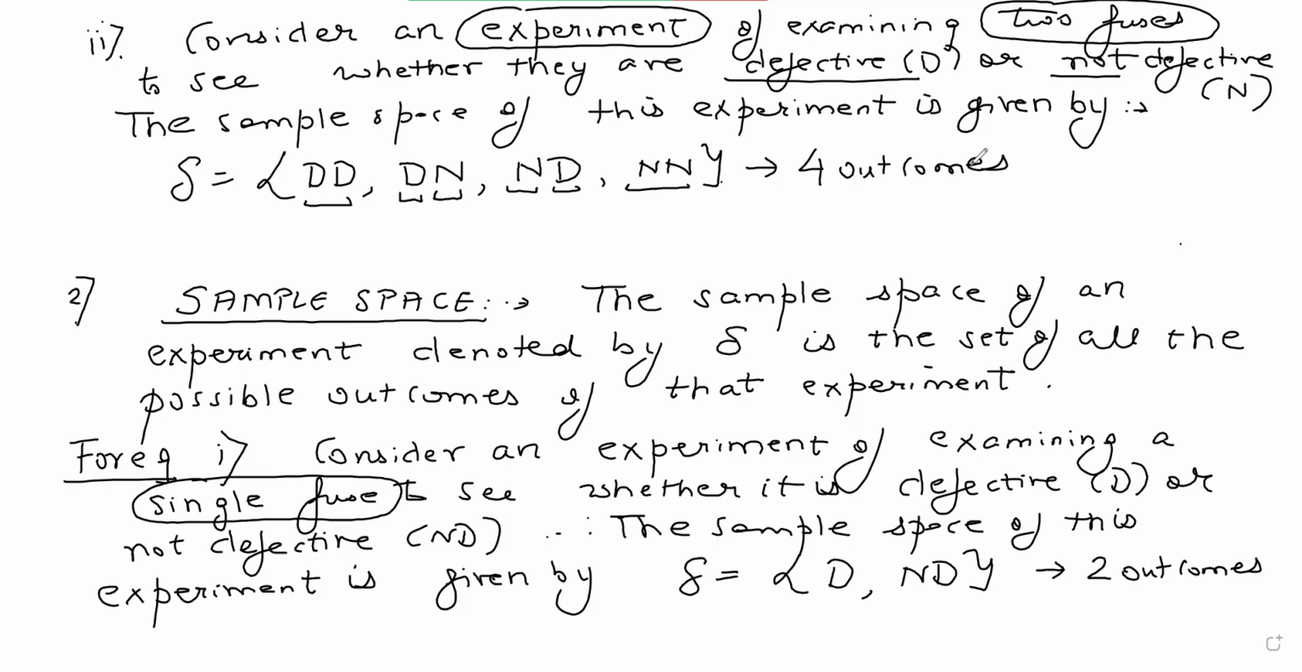Now, can students observe a pattern? See, how did I get 2 here? This was 2 to the power 1 because there was only one fuse, and 2 to the power 1 is 2. Here I had 2 fuses, so I got 2 to the power 2, which is 4 outcomes.